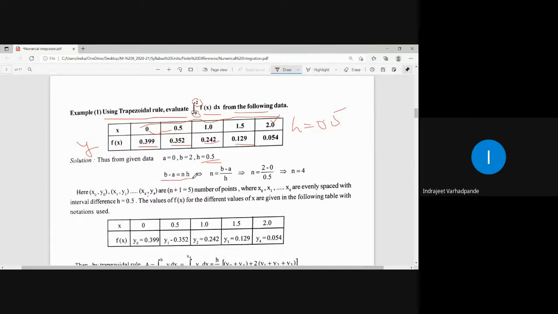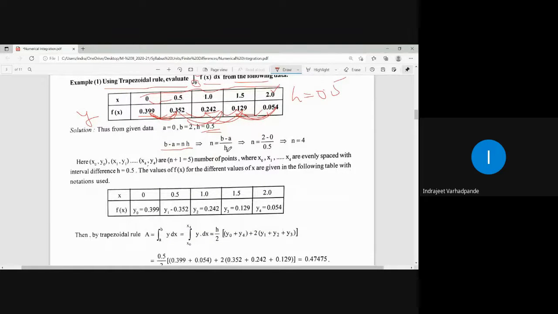So b minus a is equal to n into h, because I am going to require how many values it will have. So how many equal parts are there? 1, 2, 3, 4. 4 parts means values will be 5. If you observe, this is one of the intervals: 1, 2, 3 and 4. We brought it into 4 parts, so how many values do we have? 5 values. So n is equal to (b minus a) upon h, 2 minus 0 upon 0.5, that is n is equal to 4.